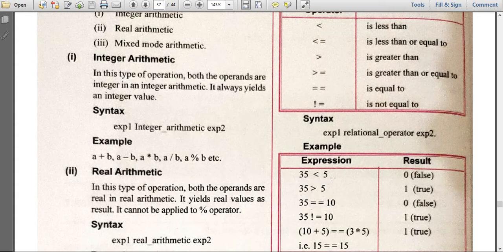For example, 35 less than 5. Is 35 less than 5 true or false?